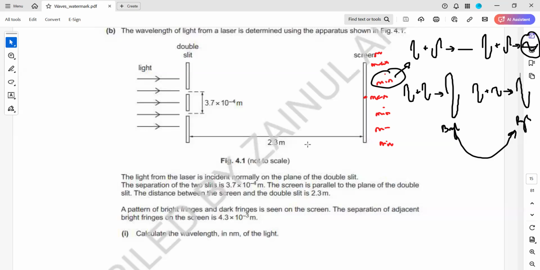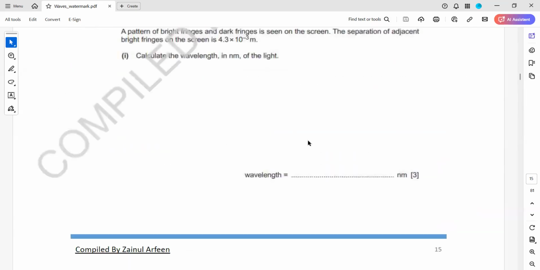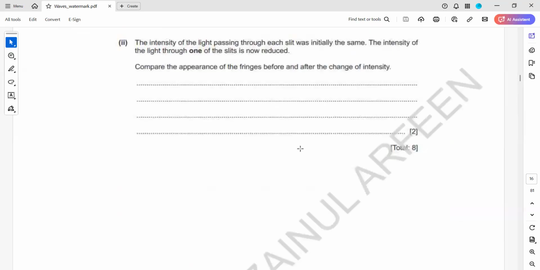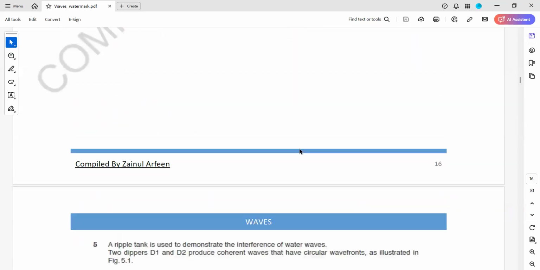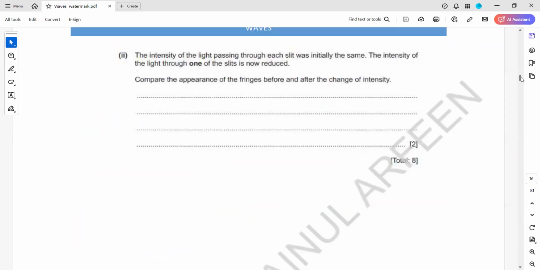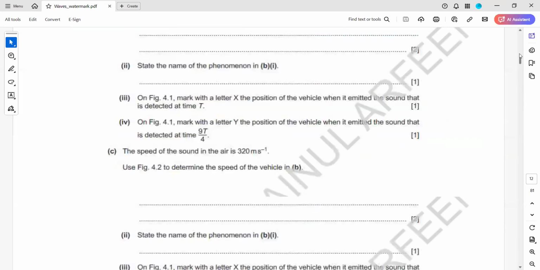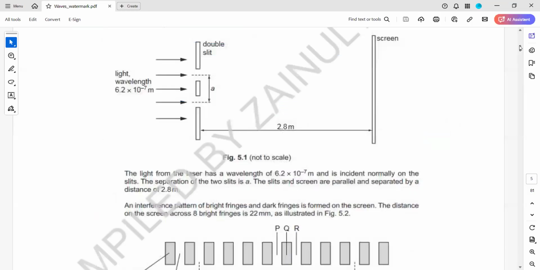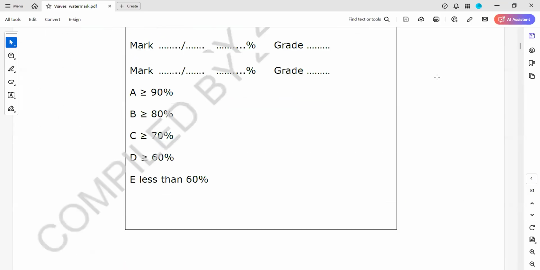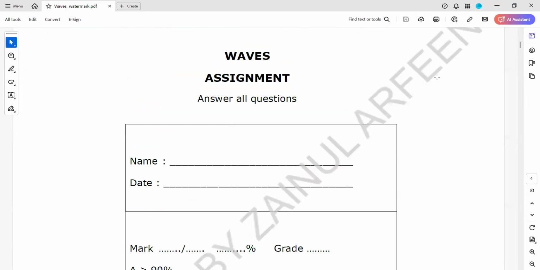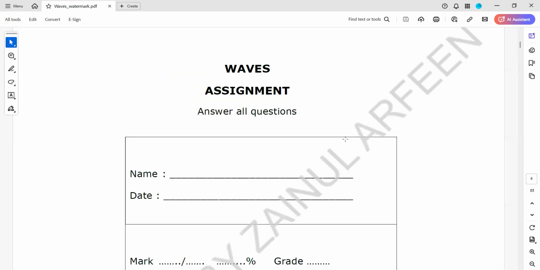So these are some questions from the topic waves. Next week we'll select another topic to do the papers, the classified ones. Once we are done with the classified, like 50% of these exercises, the remaining you will solve as practice. Then we'll start the past papers.